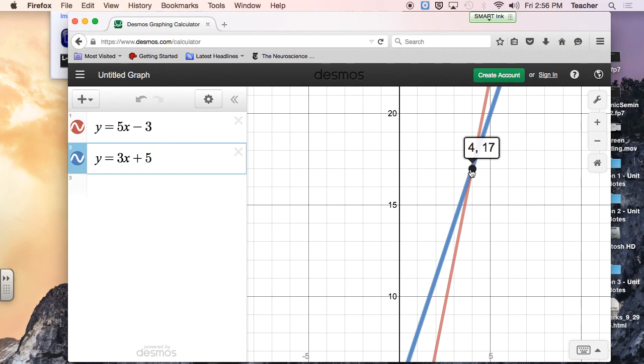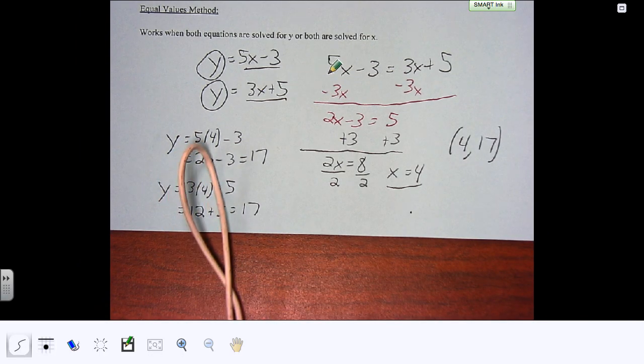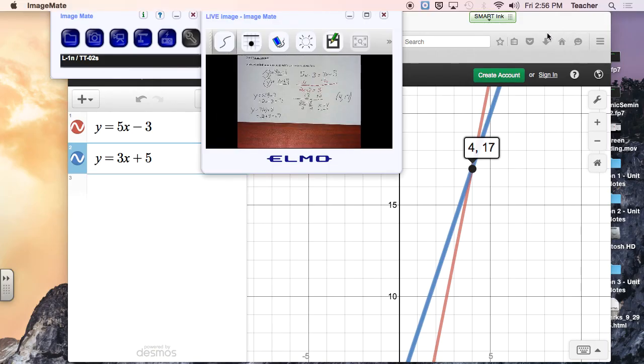So that looks good. So equal values method, we're solving an equation, setting the two equations equal to each other, figuring out x, then plugging x back in to figure out y. And that's it for notes for the chapter.